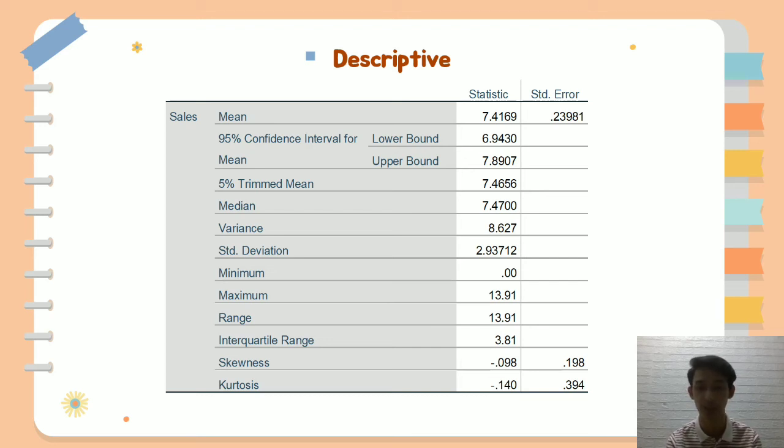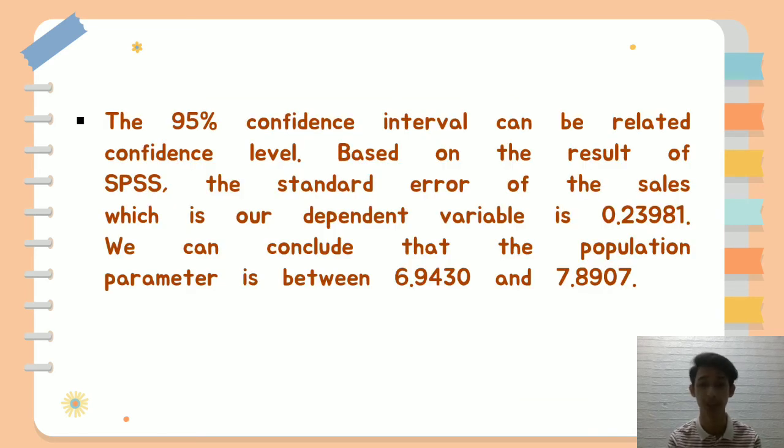For the skewness, negative 0.098. The standard error is 0.198. For the kurtosis, negative 0.140, and the standard error is 0.394. The 95% confidence interval can be related to the confidence level based on the result of SPSS. The standard error of the sales, which is our dependent variable, is 0.23981. We can also conclude that the population parameter is between 6.9430 and 7.8907.